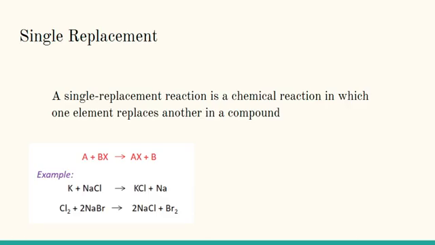In this example, we start with two reactants, potassium and sodium chlorine. There are two positively charged atoms, which are potassium and sodium, and one negatively charged atom, which is chlorine. This means that the switch must be between potassium and sodium, so potassium will take the place of sodium on the product side.